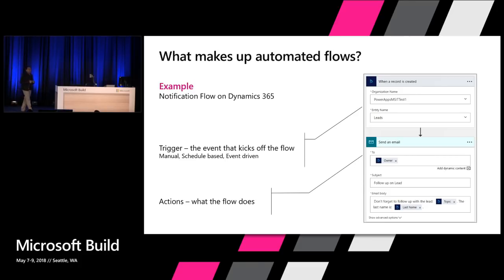The second fundamental concept in Flow is that of an action. It's what the flow does when the trigger condition is met. Now, in this case here, we have a flow that is triggered when a new lead is added in Dynamics 365. It then sends an email to the owner of that lead, asking them to follow up on the lead and giving them details about the topic and the last name of that lead. So notice here that in Flow, you can pass data from a trigger or from an upstream action to any of the actions that follow that trigger or that specified action.